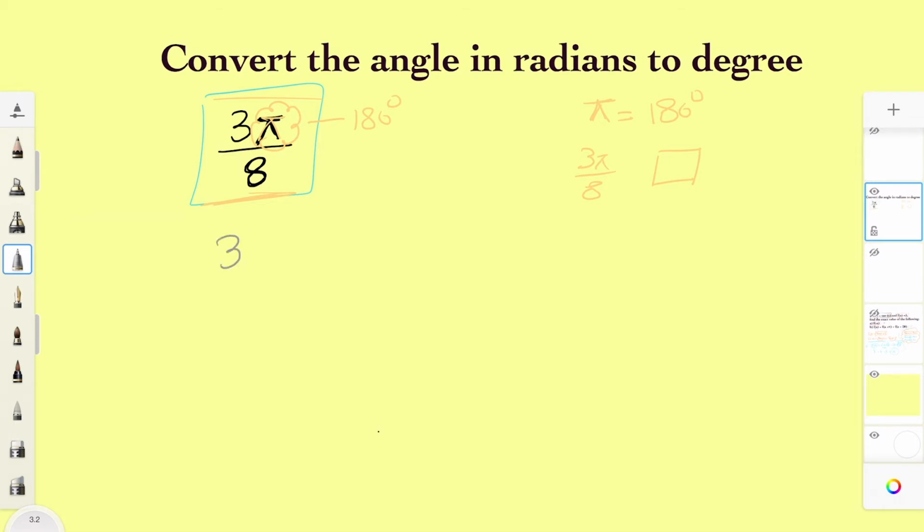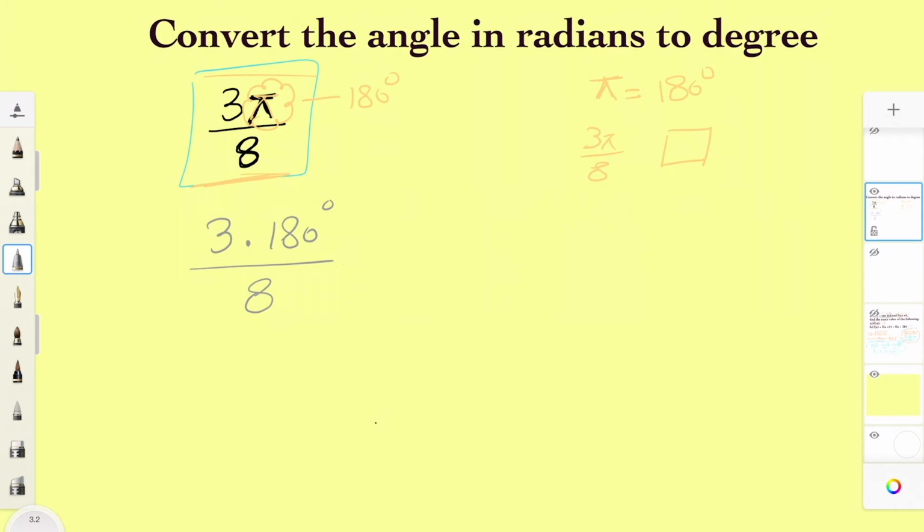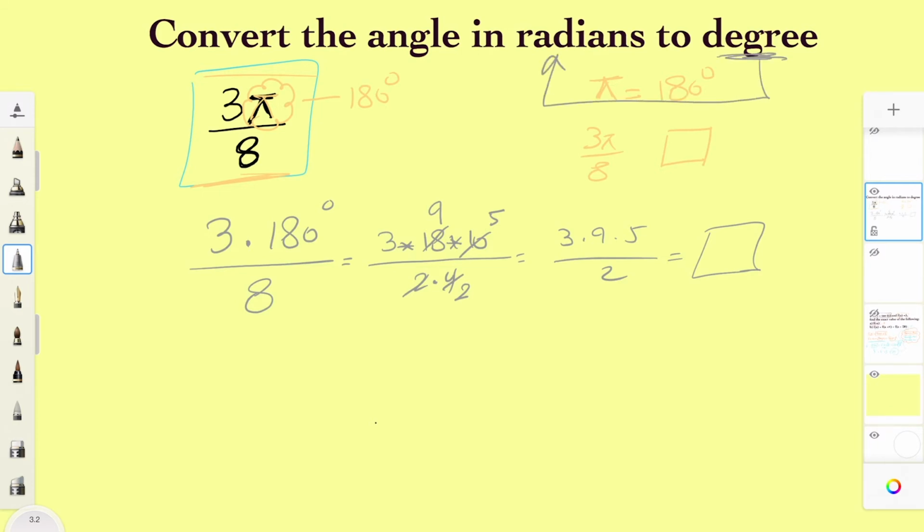So it's going to be 3 multiplied by 180 degrees divided by 8. If you simplify, we should get 3 times 18 times 10 divided by 2 times 4. This is 5, that's 2, that's 9. So it should be 3 times 9 times 5 divided by 2. So you will use a calculator. You also need to know converting degrees to radians.